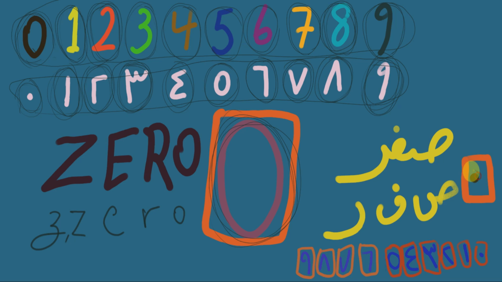So this is the 0, صفر. This is the script form صفر. These are the separate letters sa, fa, ra. These letters have names, of course, in Arabic, but I'm just giving you the sound of the letter. Sa, fa, ra.